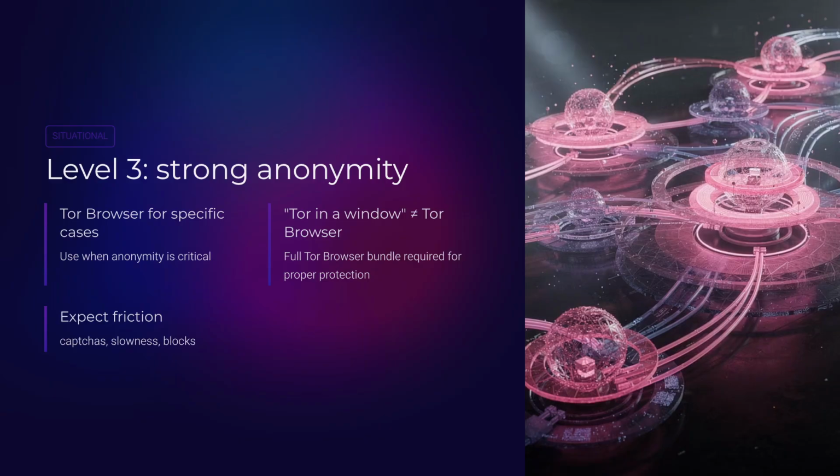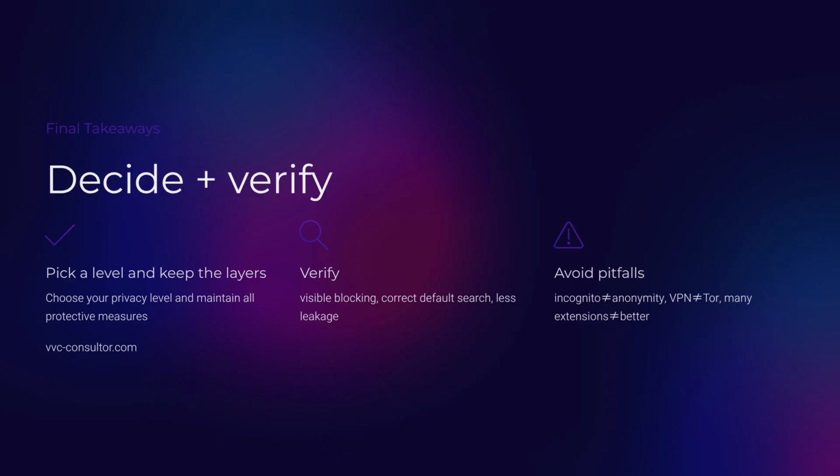10. Common mistakes. Incognito makes me anonymous: it doesn't, it mainly reduces local traces. Switching search engine is enough: logins, sync, and fingerprinting remain. A VPN equals Tor: no, VPN changes the trust point, Tor browser changes the anonymity model. More extensions equals more privacy: not necessarily, you may increase fingerprint uniqueness and risk. Tor inside browser X equals Tor browser: it's not the same.